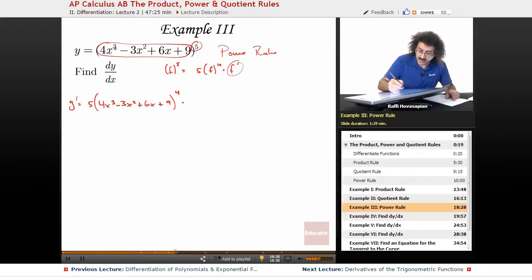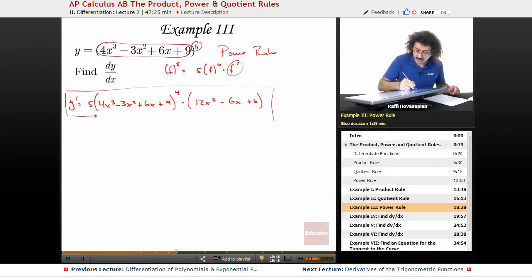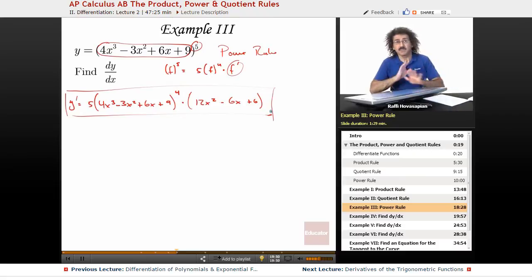Now I take the derivative of what's inside, times 12x squared minus 6x plus 6. I'm done. I'm not going to simplify this anymore. I'm not going to multiply it out. That's it. I'm done. I just have to run through the rule. Nice and straightforward.